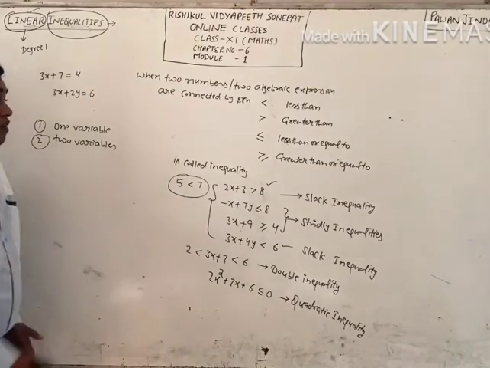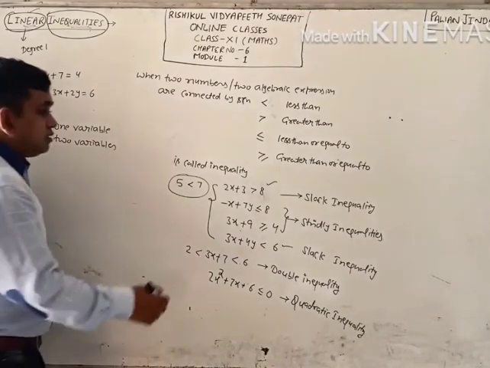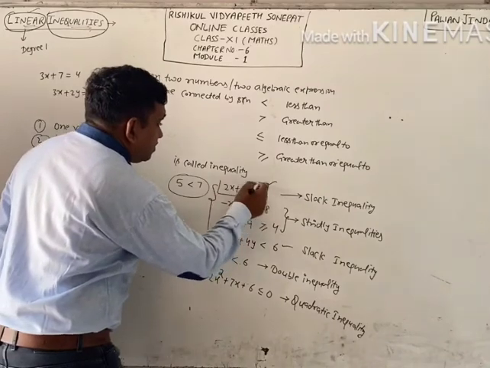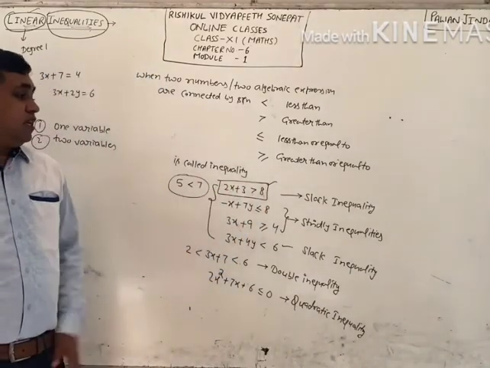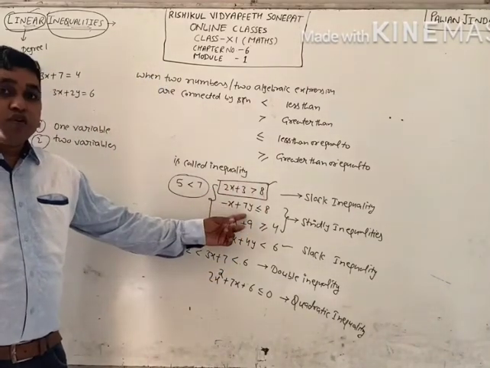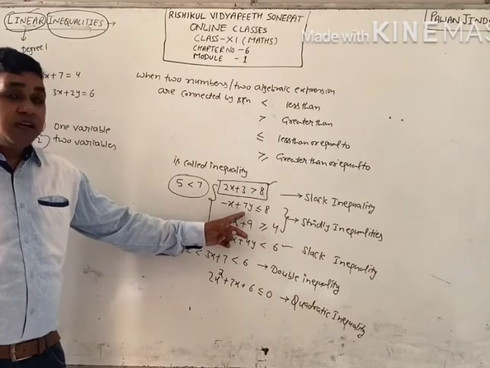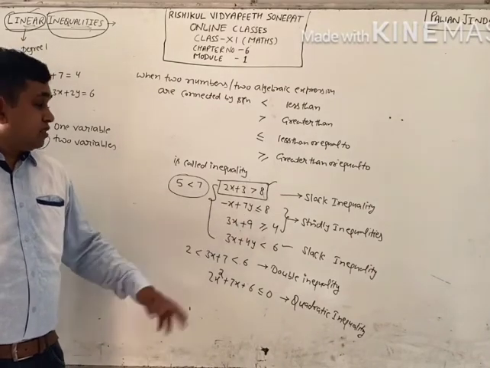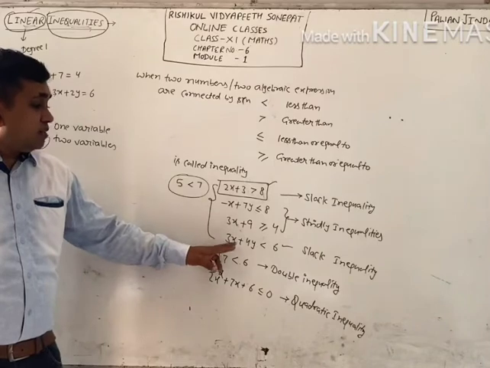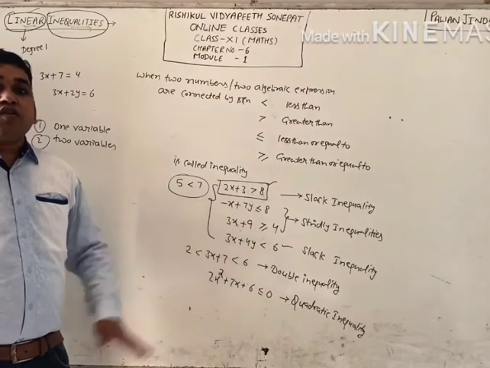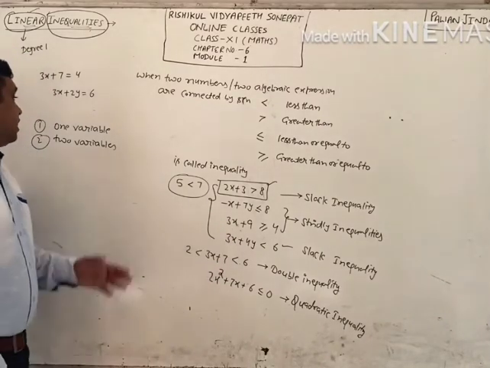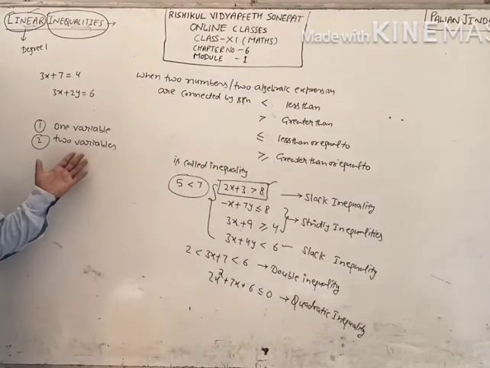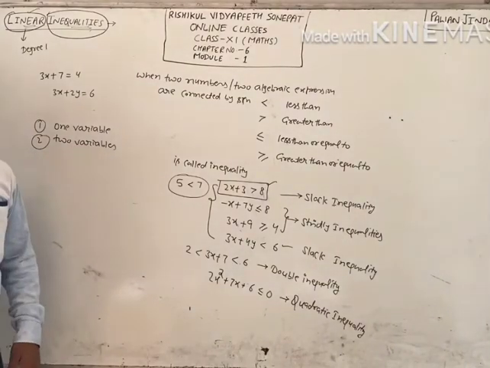Now, see what are the examples of linear inequality. This is the example of linear inequality in one variable. Here variable is x. This is also the example of linear inequality. Here we are having two variables. This is also linear inequality. Means where highest power is 1, that is called your linear. Here we will study linear inequalities in one variable as well as in two variables.